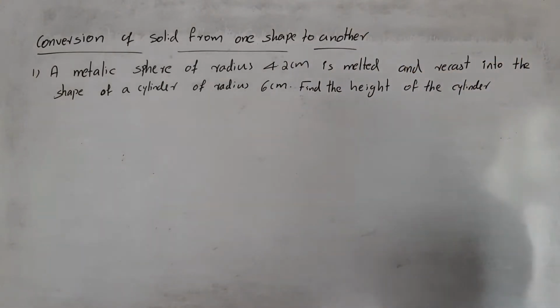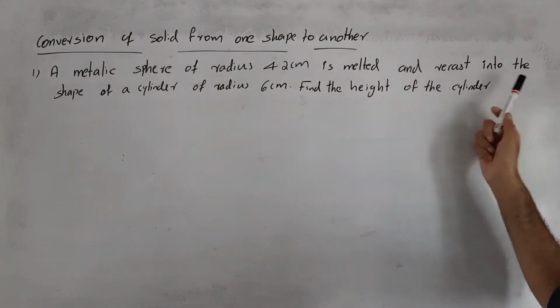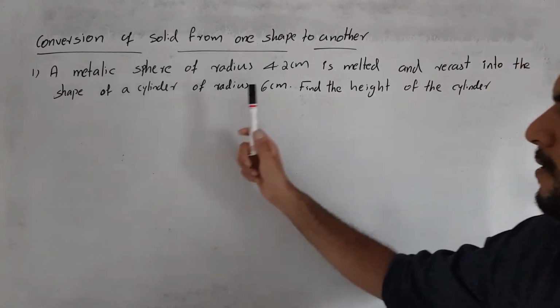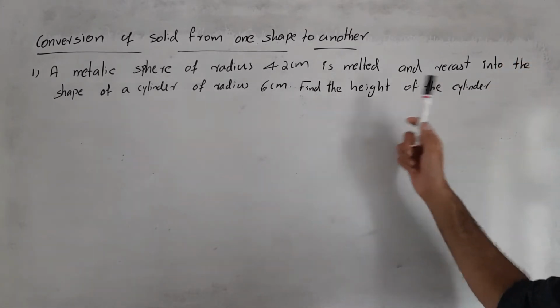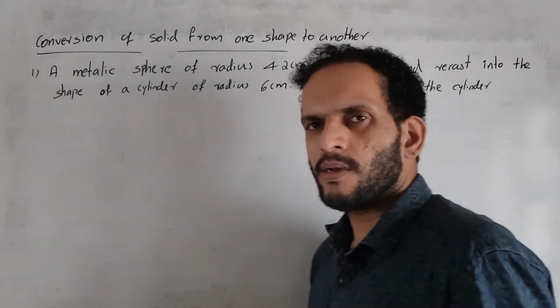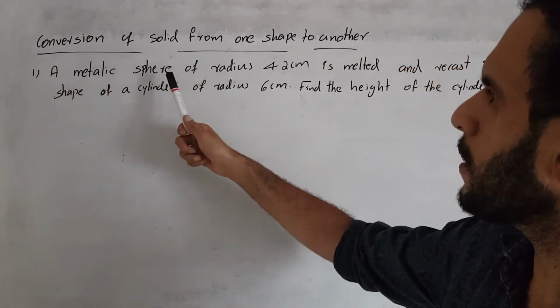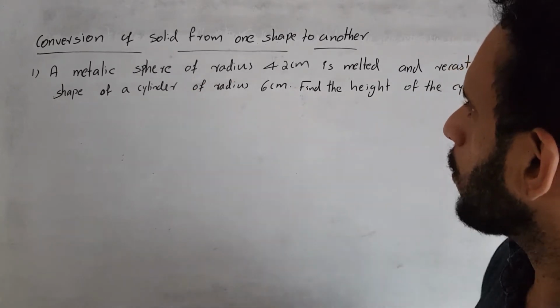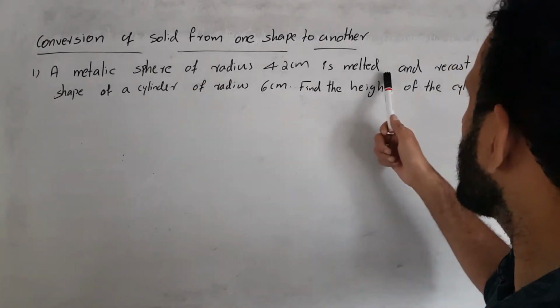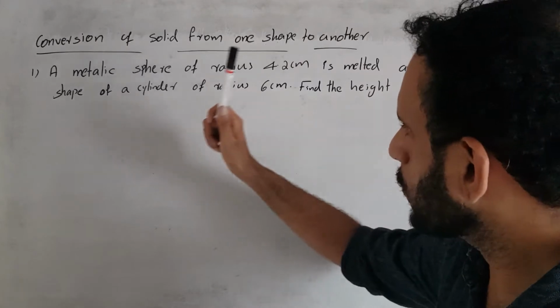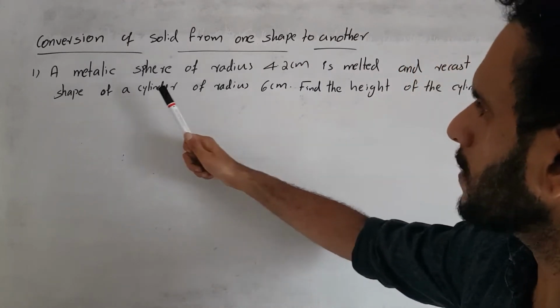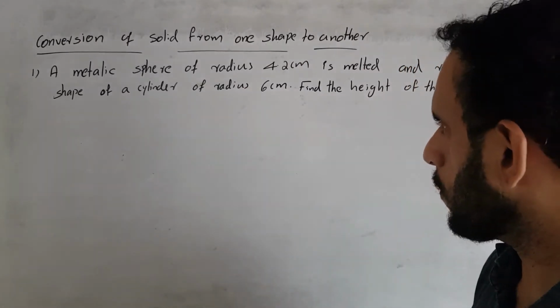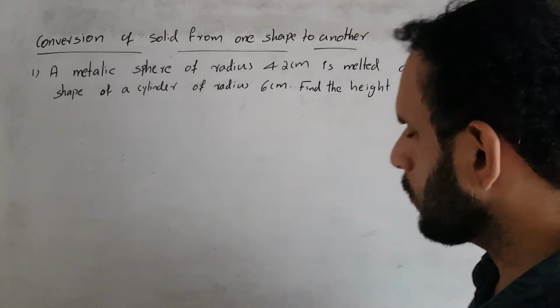Okay, the first example is like this. A metallic sphere of radius 4.2 centimeter is melted and recast into the shape of a cylinder of radius 6 centimeter. Find the height of the cylinder. Here we first have a sphere of radius 4.2 centimeter, which is melted and recast to make another form, a cylinder of radius 6 centimeter. Then what is the question? Find the height of the cylinder.